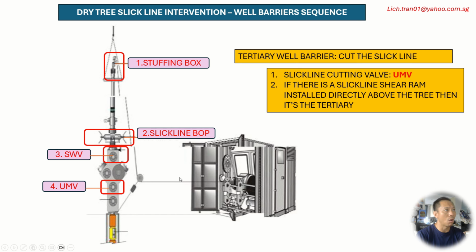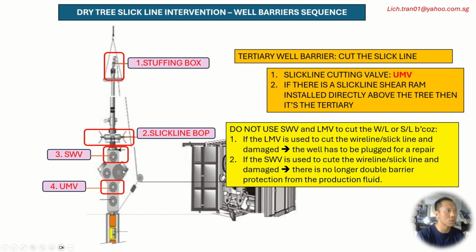Right, you never use the lower master valve to cut the line, because if you use the lower master valve to cut the line and it gets damaged, then the well has to be plugged for repair. All right, it's very costly. The same with the swab valve. You don't use it to cut the line, because if it gets damaged, then you no longer have a double barrier protection from the production fluid.